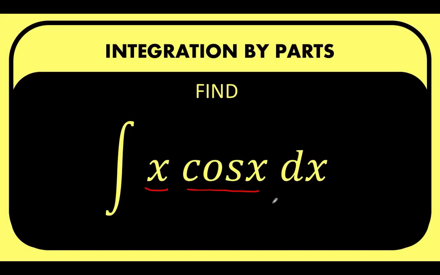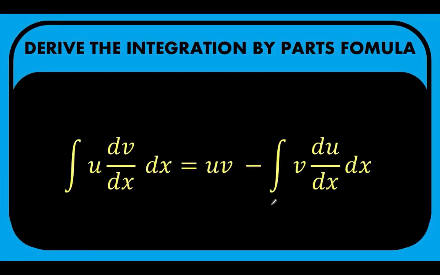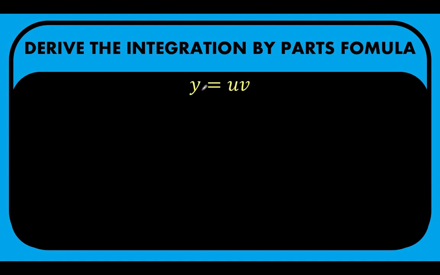But before we can solve this problem, we need to first derive this integration by parts formula. And here's the formula that we are going to derive. Let's begin by letting y equal the product of two functions. Our two functions here are u of x and v of x, and the product is y of x. Then let's get the derivative of both sides. So we have dy/dx equal to d of the product of u and v over dx.